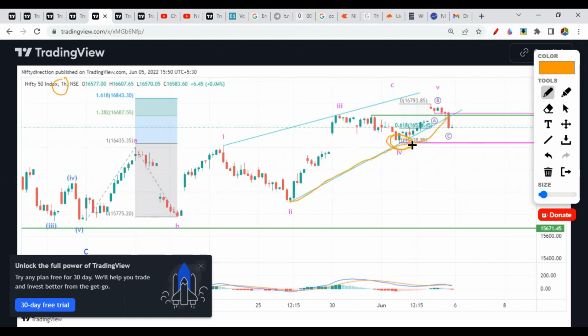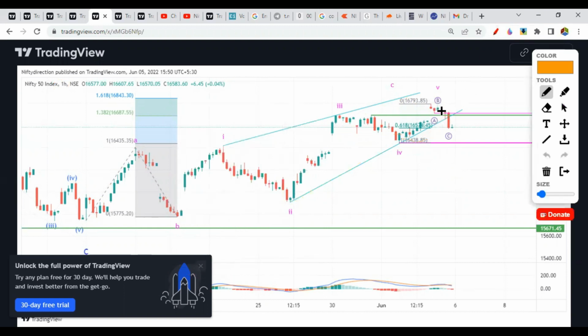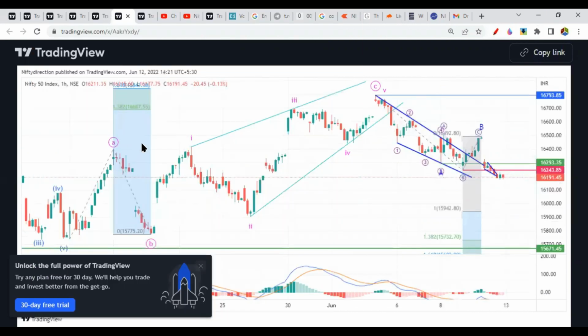So we were waiting for 16,438 to be broken with the gap down opening, and that has been done. So now the only view that we have is of downside. So here, what we can expect in the next session is like this. Okay, so this is the current chart.